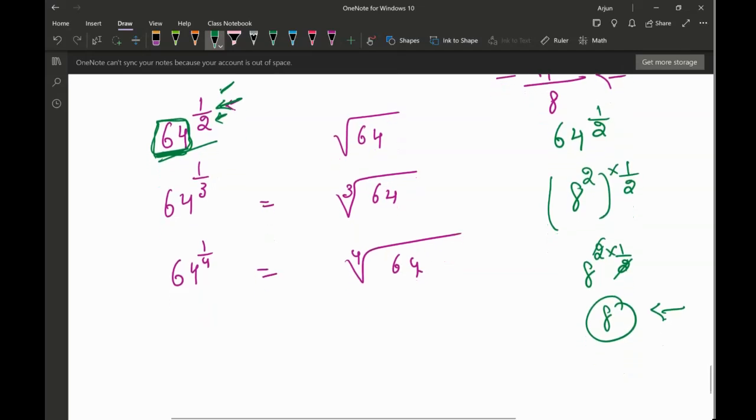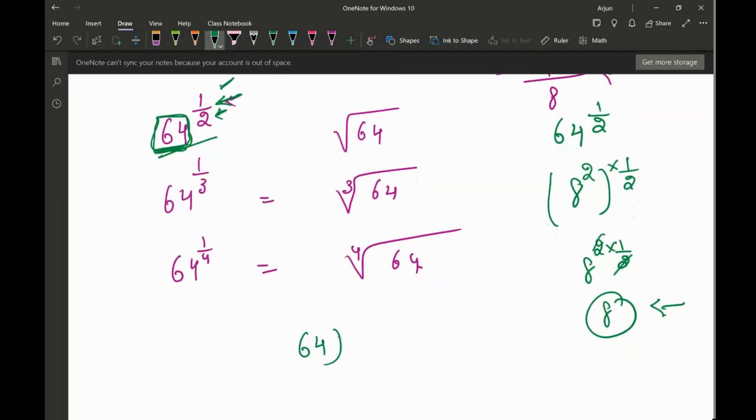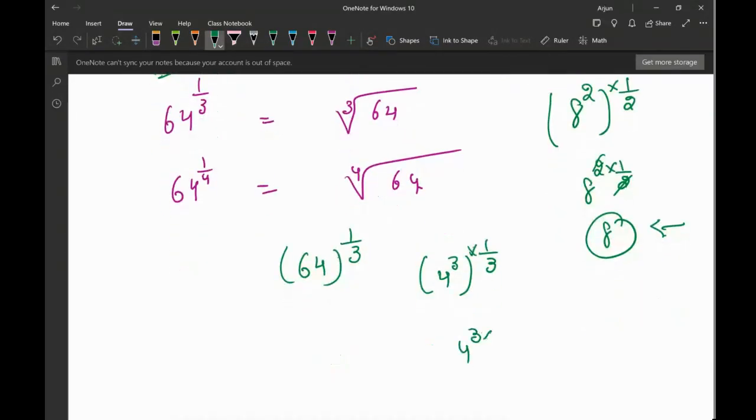Now, if it was 64 raised to the power 1 over 3, this was the question, I would have written it as 4 raised to the power 3 and times 1 over 3. So this will become 4 to the power 3 times 1 over 3, the 1 over 3 cancels out, and the final answer will become 4. So that's how you're going to simplify these questions.